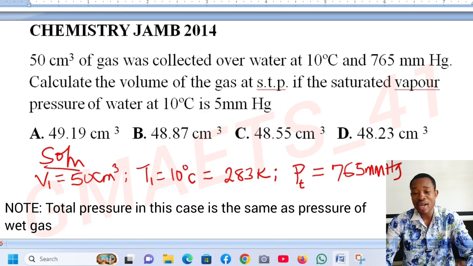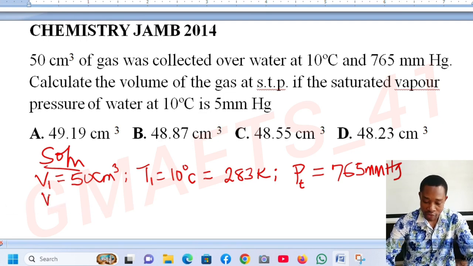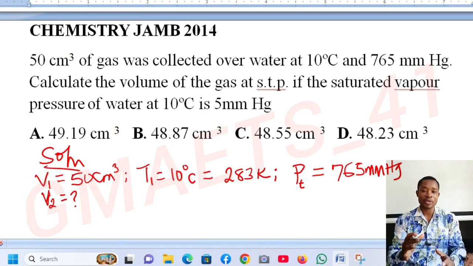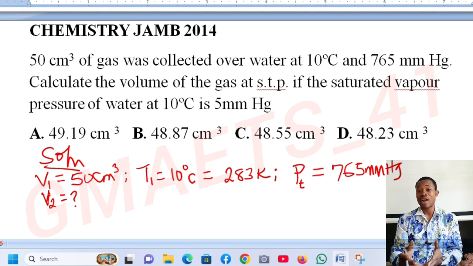We are required to calculate the volume of the gas at STP. That is, we are to look for final volume V2. But this final volume is at standard temperature and pressure. Since this final volume is at standard temperature and pressure, it means that the final temperature at that point will be our standard temperature, which is 273 Kelvin. And again, our standard pressure is going to be applied here as our final pressure, P2. And that, of course, is going to be 760 millimeter of mercury.